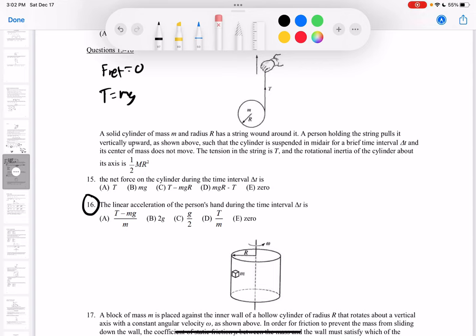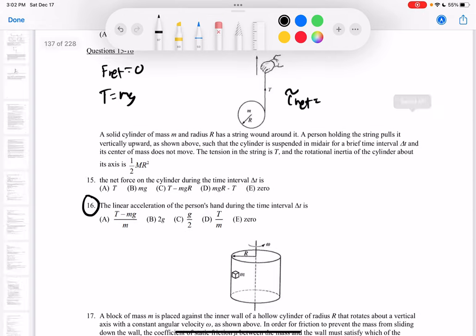Now, I'm also going to set up a torque net. It's rotating about the center, and mg always acts from the center of mass, so mg is not going to have a torque. My only torque is going to come from this tension. Remember, torque is R cross F, so it's RT, okay? And then torque net is equal to I alpha, which equals RT, okay?